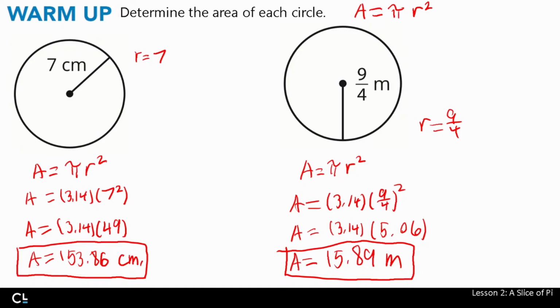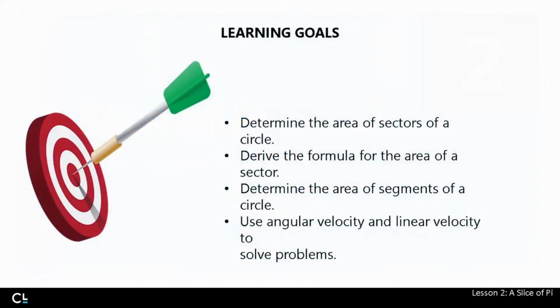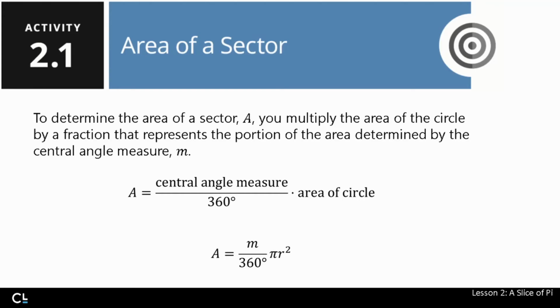Now let's hop right into our main lesson. So as I said, we're talking about a slice of pie. And the way this looks is we're talking about sectors and segments of a circle. We're going to be able to determine the area of a sector of a circle, derive the formula for the area of a sector of a circle. We're going to determine the area of segments of a circle and use angular velocity and linear velocity to solve problems. Those are our learning goals.